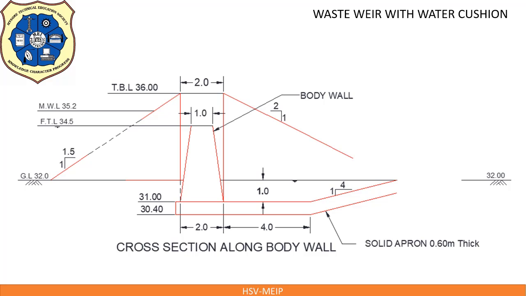Thickness of solid apron 0.4, because 31 minus 0.4, that is not 0.4, that is 0.6. You can observe 31 minus 30.4, 0.6 meter is the thickness of this solid apron. Solid apron 0.6 meter thick.